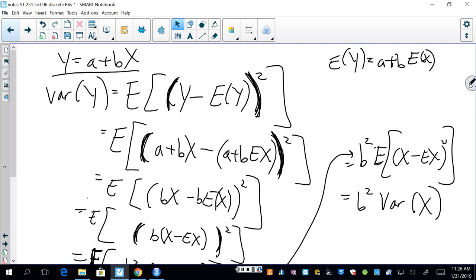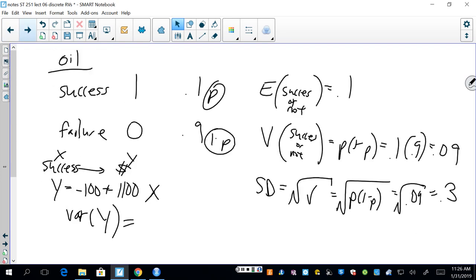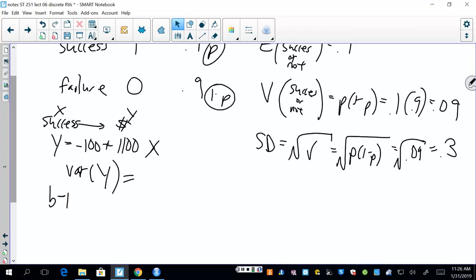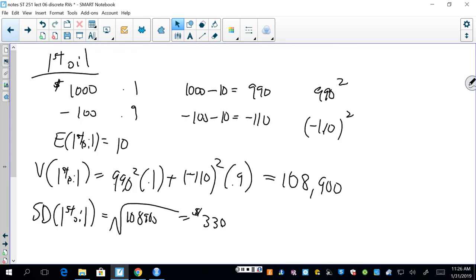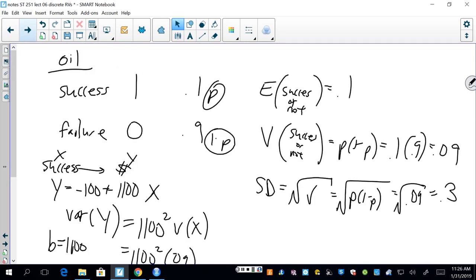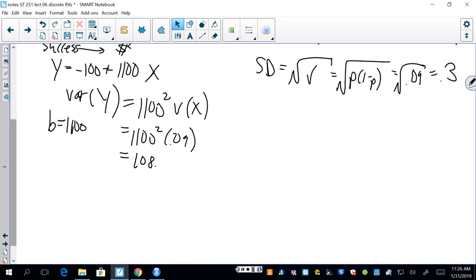That was directly calculating it. We had that the variance of a variable coming from a linear transformation is b squared times the variance, where b is the slope or the multiplier. So in this case, b is 1100. So it should be 1100 squared times the variance of x, so 1100 squared times 0.09. That should give us the same value we had before, which was 108,900. That's not too much easier to compute in this case, because there's only two values.